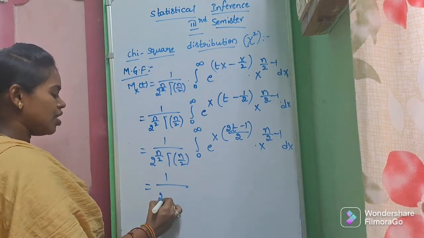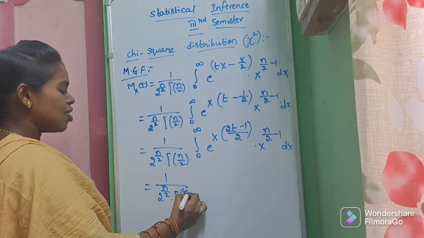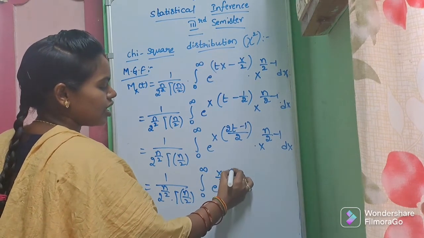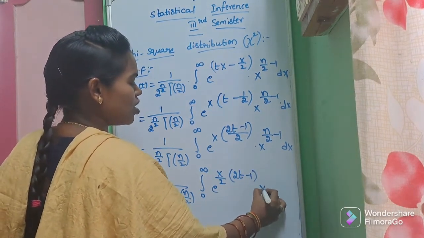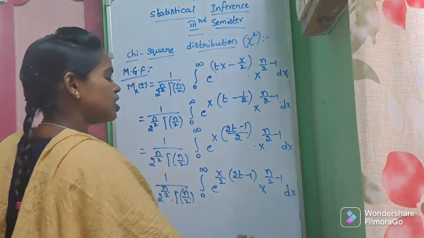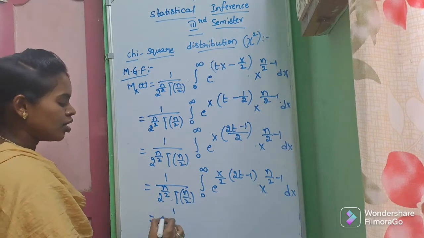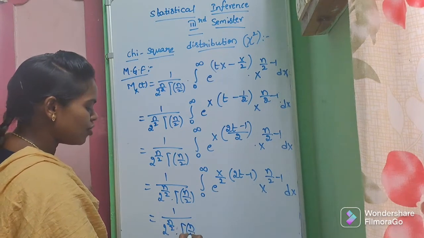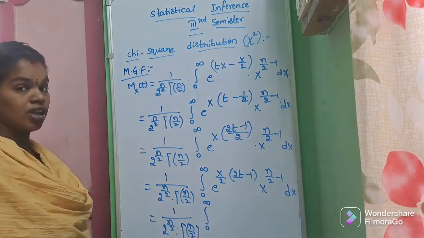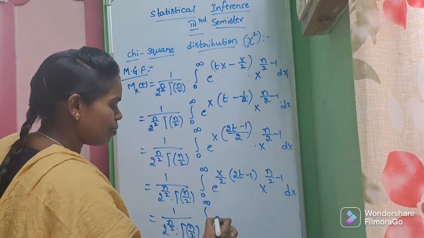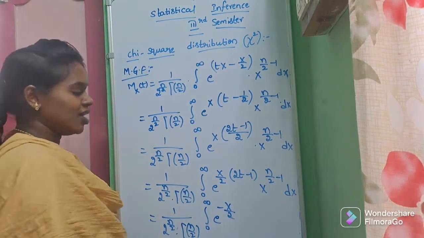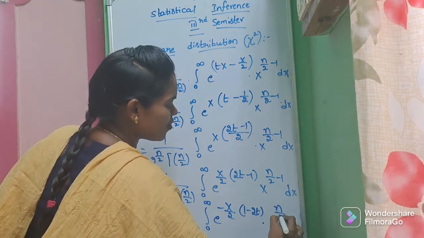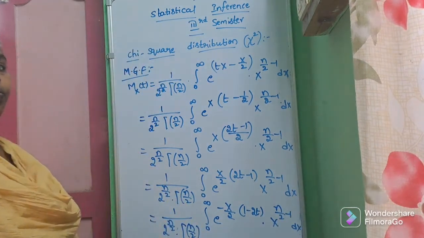Next, 1 by 2 power n by 2 into gamma of n by 2, integral from 0 to infinity, e power x by 2 into (2t minus 1), x power n by 2 minus 1 into dx. I am just separating the two. Next, now I am taking the minus from the power: e power minus x by 2 into (1 minus 2t), into x power n by 2 minus 1 dx.